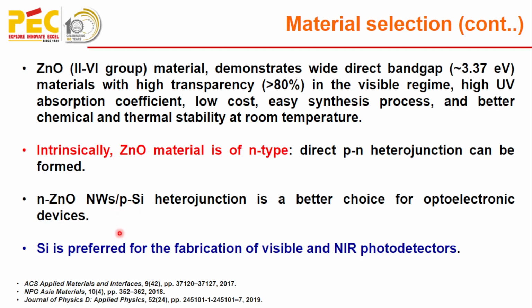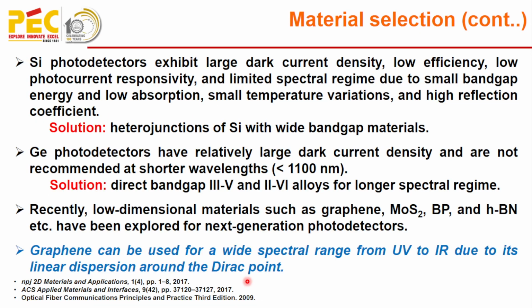Silicon is preferred for the fabrication of the visible and near infrared photodetector due to its abundance and cost-effective fabrication processes. At present, several conventional photodetectors will use the silicon as a photosensitive material. But silicon photodetector has the low band gap of 1.12 electron volt. It will show the large dark current density, low efficiency, low photocurrent responsivity, and limited spectrum due to the small band gap energy and the low absorption. They have the small temperature variation and high reflection coefficient. So to remove these difficulties, we can make the heterostructure of the silicon with the wide bandgap material.